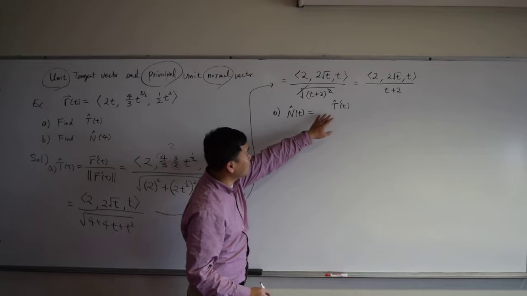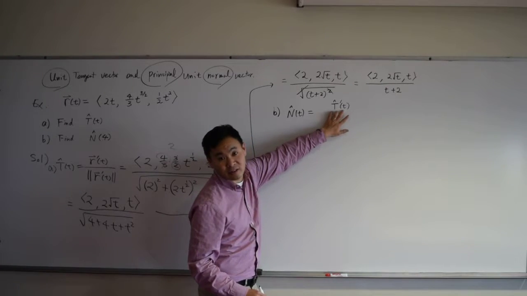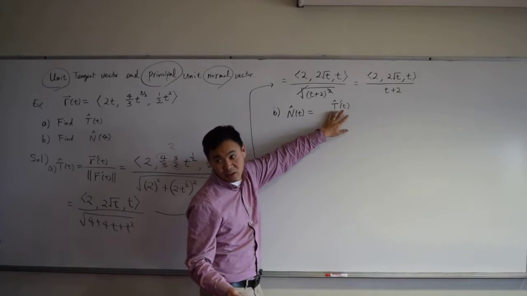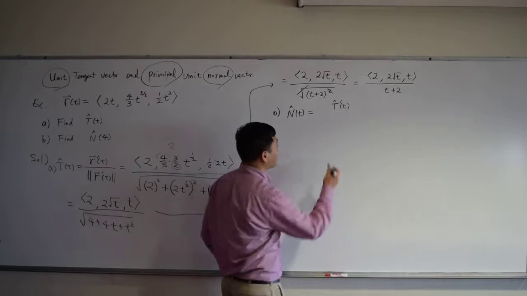So we know that that's the principal normal direction, but is it a unit vector? We can't guarantee that, right? So what do we do? Normalize. We divide it by its size.